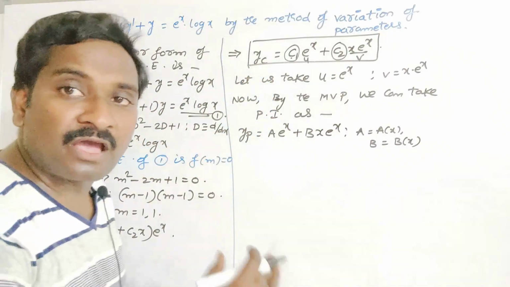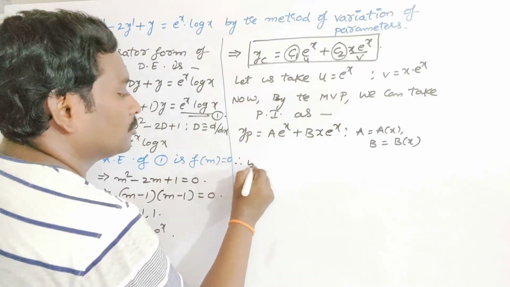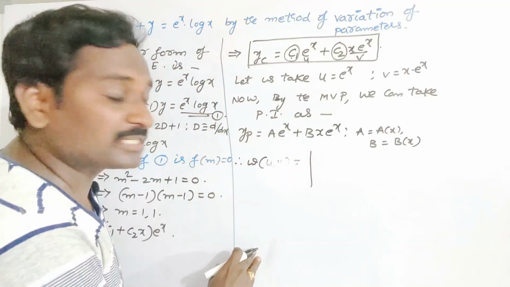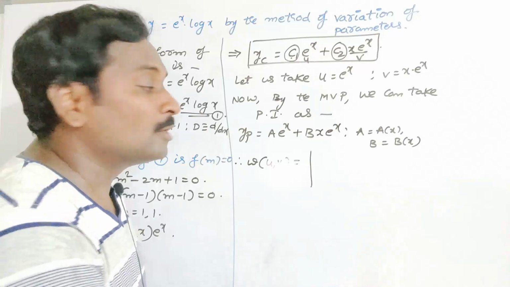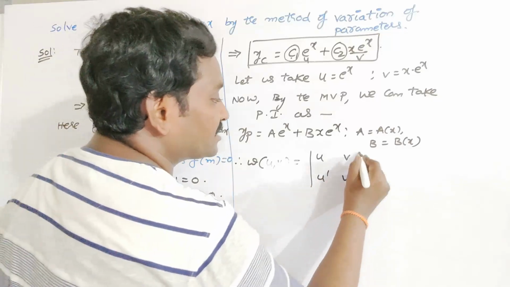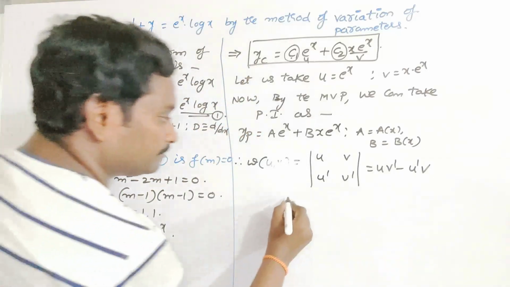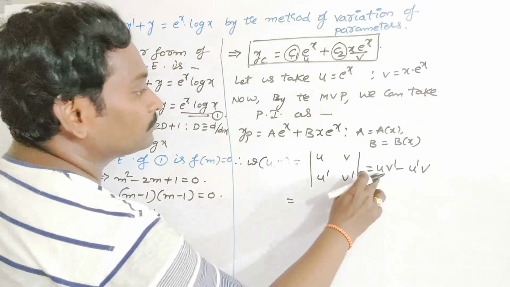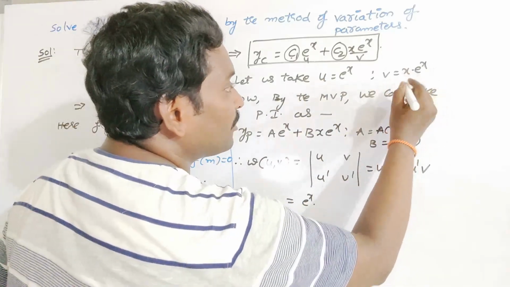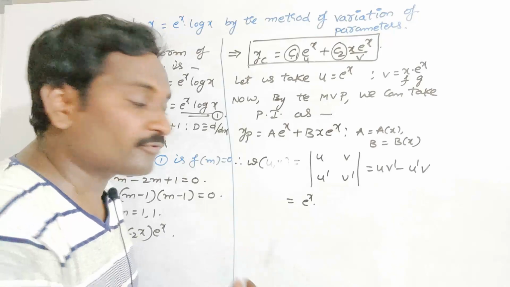Before finding the values of capital A and capital B, we have to find the Wronskian of u and v. The Wronskian of two functions is nothing but the determinant of a 2 by 2 matrix whose first row is u and v, and whose second row is their derivatives u dash and v dash. So this is nothing but u v dash minus u dash v. Here u is e power x, and what is v dash? The derivative of x into e power x. Two functions are in product, so you can use the multiplication rule in differentiation, don't forget it.